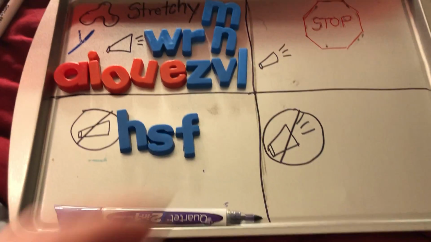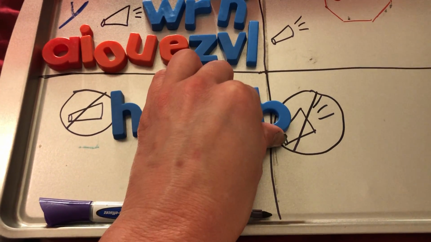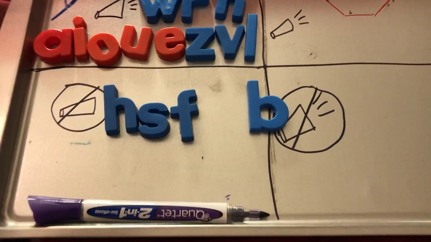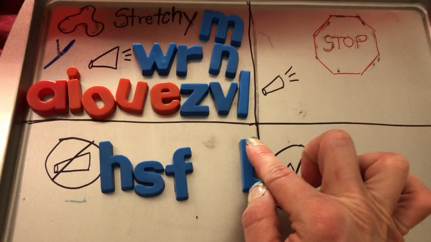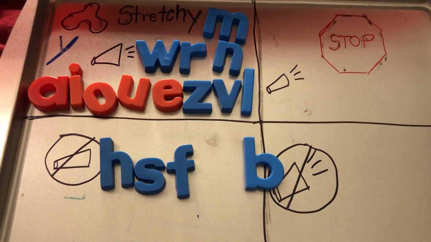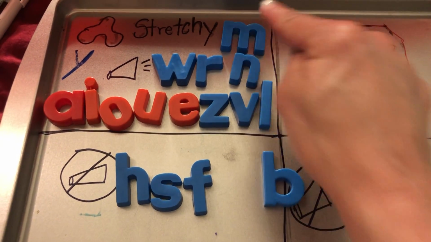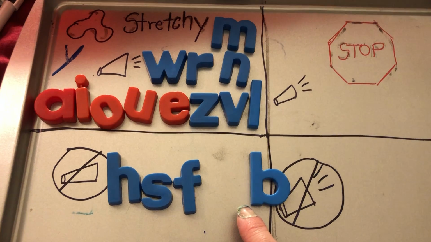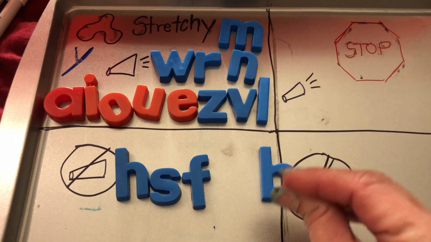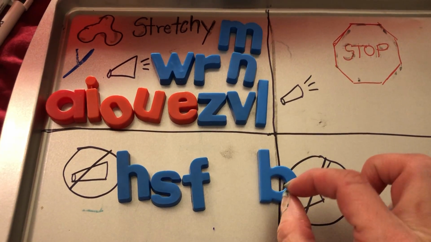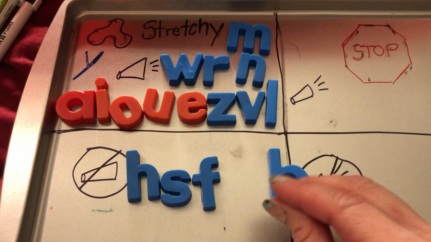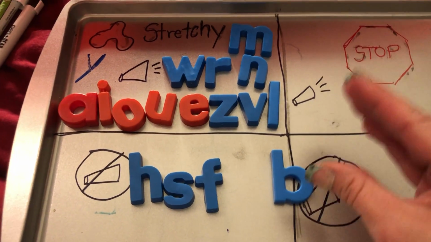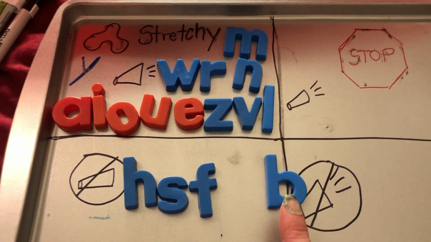B is correct. Here's my letter B. Okay, notice B is blue. It's a consonant. We have to use parts of our mouth to make the sound. B is a little bit like this letter. You press your lips together, except you don't hold your lips together. You just sort of bounce your lips off each other like this. Okay? And the sound is like this.